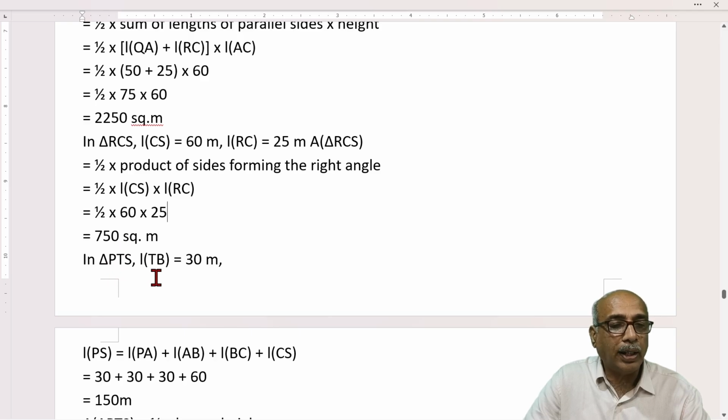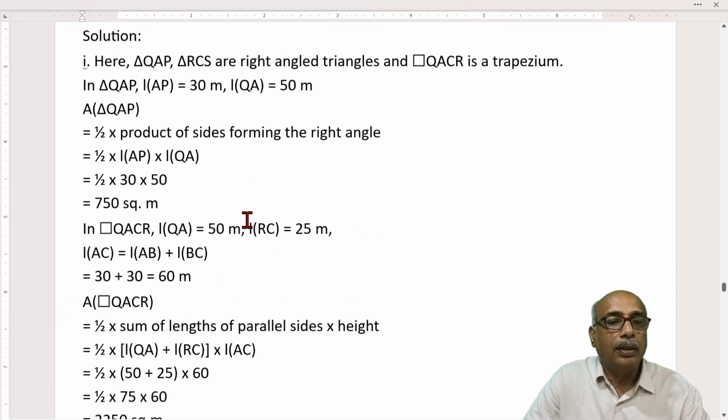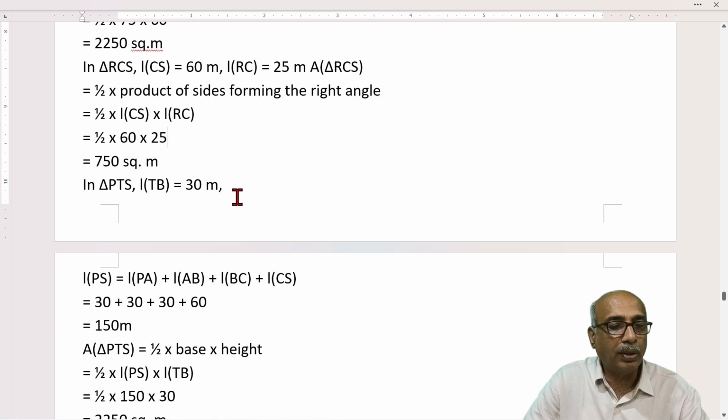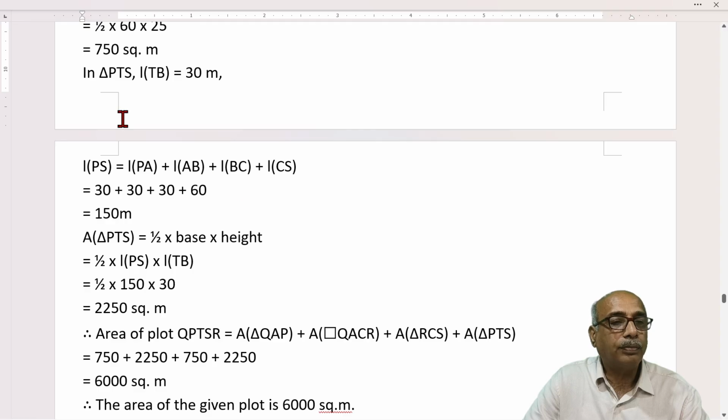Now, in triangle PTS, I am taking you to the figure PTS. The above figure was taken into three parts: right angle triangle and trapezium. Now, the down part is taken as one triangle only, whose height is 30 and base is 30 plus 30 plus 30 plus 60. That is PS. So TB equals 30 meters, PS equals PA plus AB plus BC plus CS equals 30 plus 30 plus 30 plus 60 equals 150 meter.